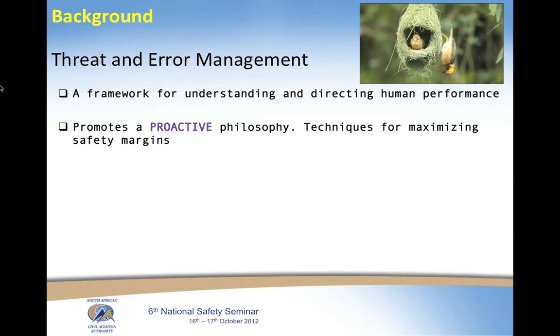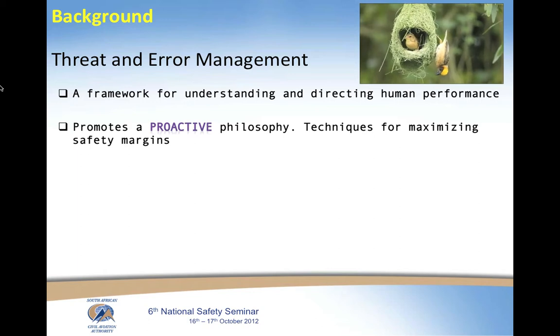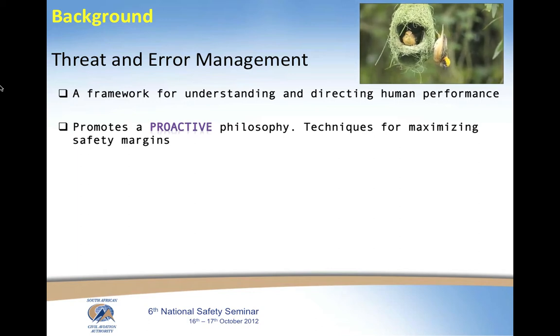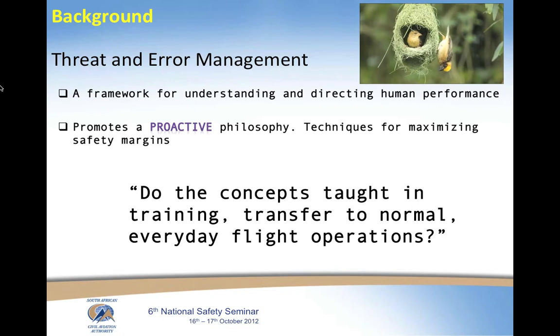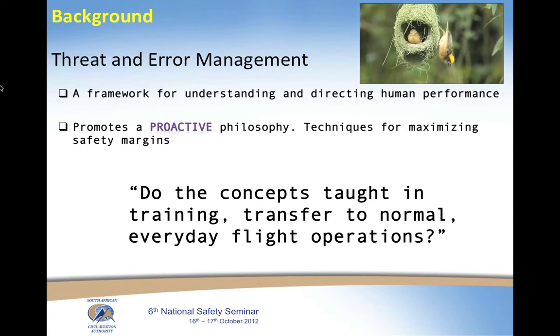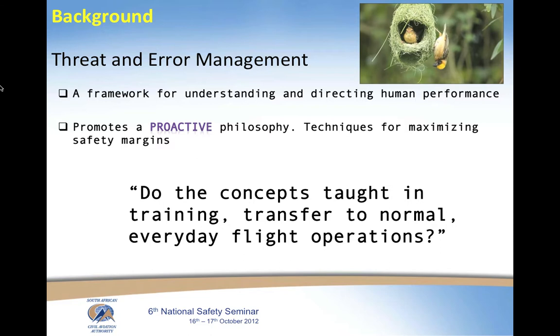TEM proposes that threats such as adverse weather, errors such as a pilot selecting a wrong automation mode, and undesired aircraft states such as an altitude deviation are everyday events that flight crews must manage to maintain safety. Therefore, flight crews that successfully manage these events, regardless of occurrence, are assumed to increase their potential for maintaining adequate safety margins. It is this notion that provides the overarching objective of TEM: to provide the best possible support for flight crews in managing threats, errors, and undesired aircraft states. TEM begins with a single, simple question. Do the concepts taught in training transfer to normal everyday flight operations?